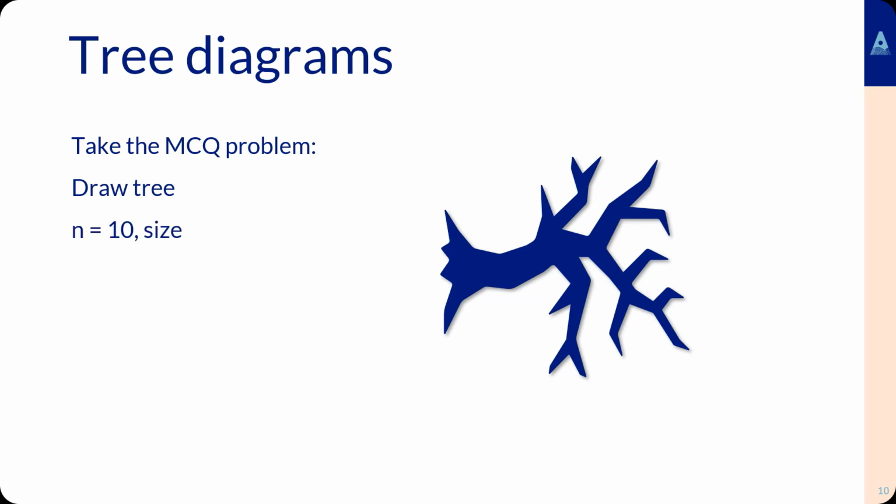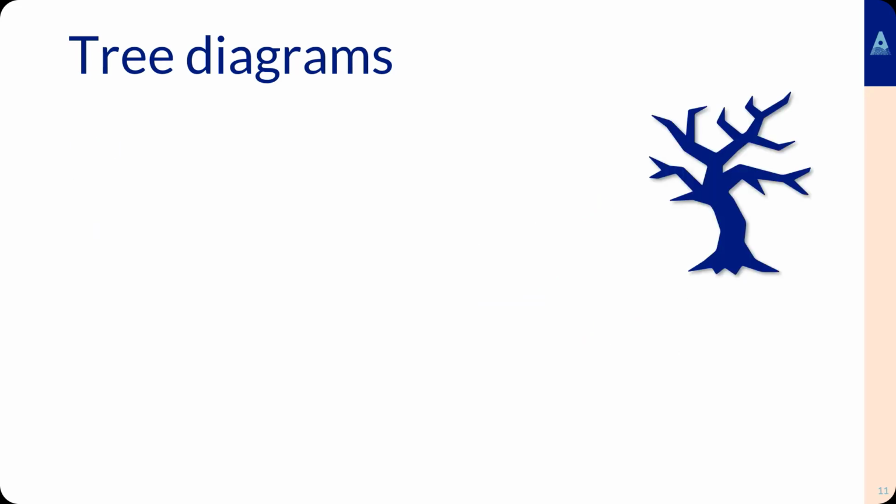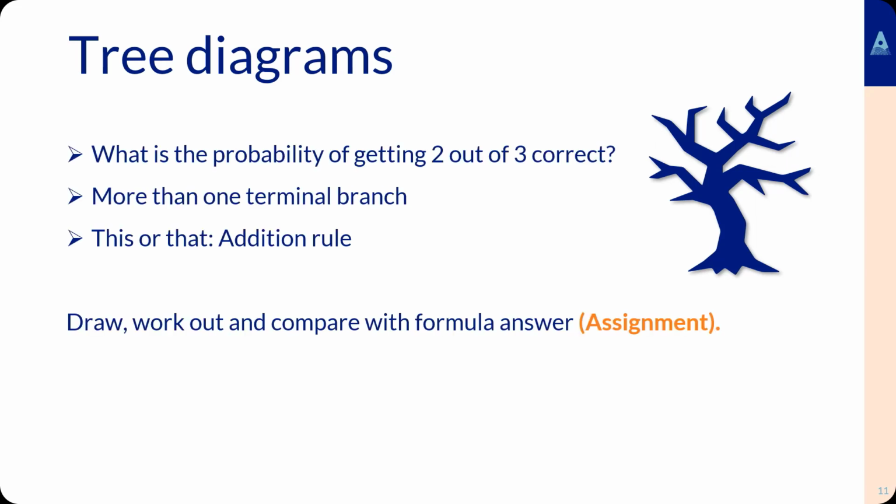That's 10 layers deep, and we want to find out what's the probability that x is equal to 3. So, how many of those paths along the tree end up with 3 correct answers? That's going to give you the same answers as the binomial. Now, a 10 deep tree is quite long-winded to draw manually, so we're going to look at an example which is only 3 deep. What's the probability of getting 2 questions out of 3 correct?